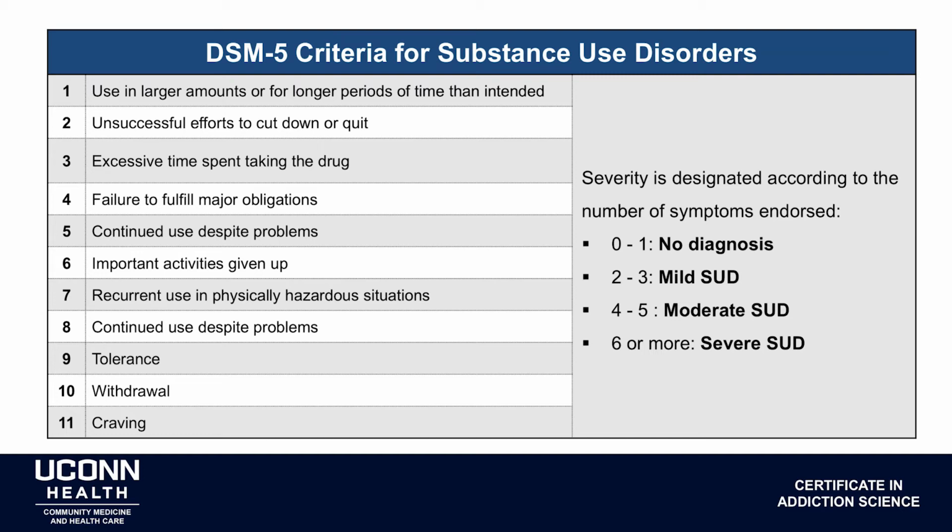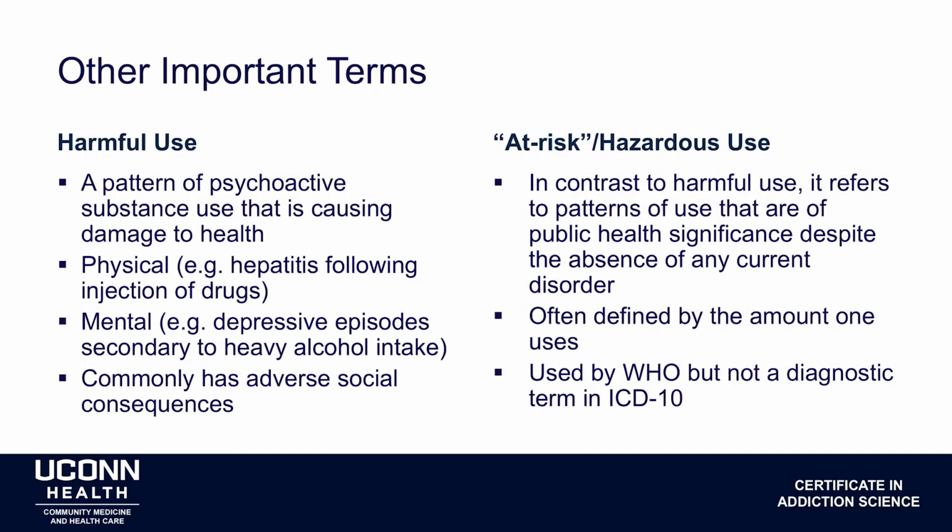There are other important terms that you need to become familiar with in this course on epidemiology. And we'll, for the most part, be using the terms formulated by the World Health Organization. Harmful use is a pattern of psychoactive substance use that is already causing damage to health, whether it's physical health or mental health. At-risk or hazardous use is a pattern of use where there is no harm, but people are at much more elevated risk of developing a problem or dependence.